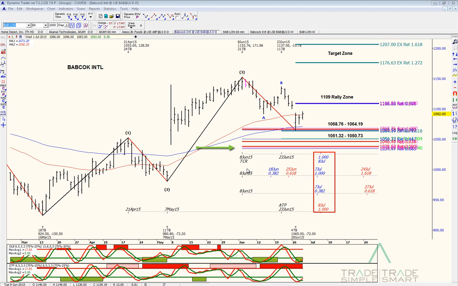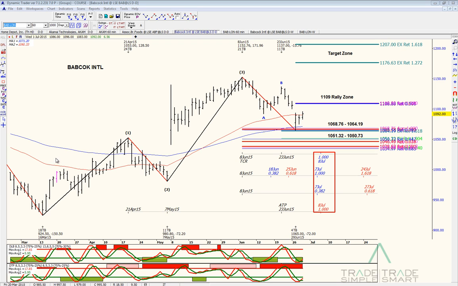Once we have a reversal, we will first look for an area where the market would have to penetrate before the high probability rally or the continuation of the trend will continue.